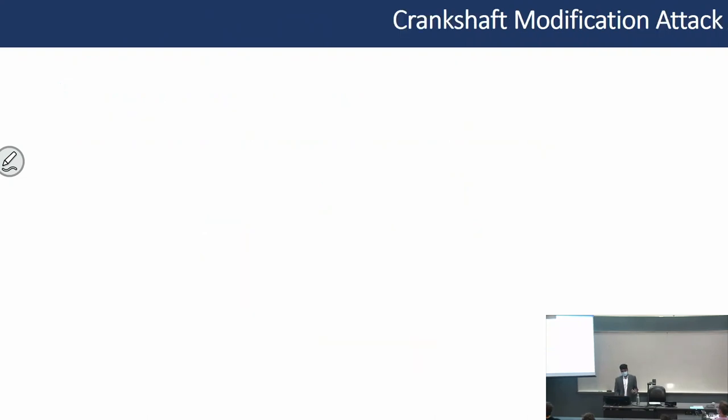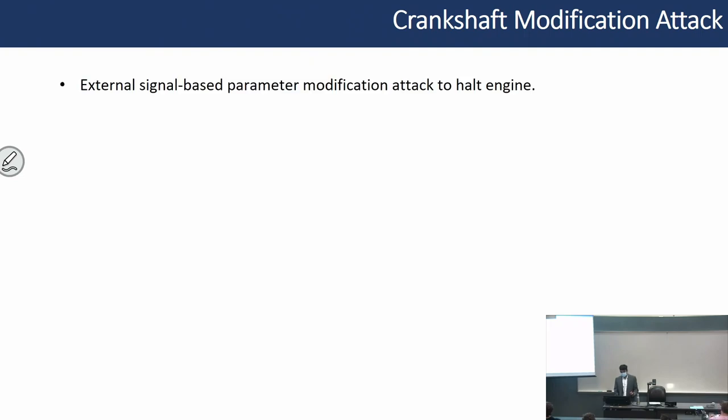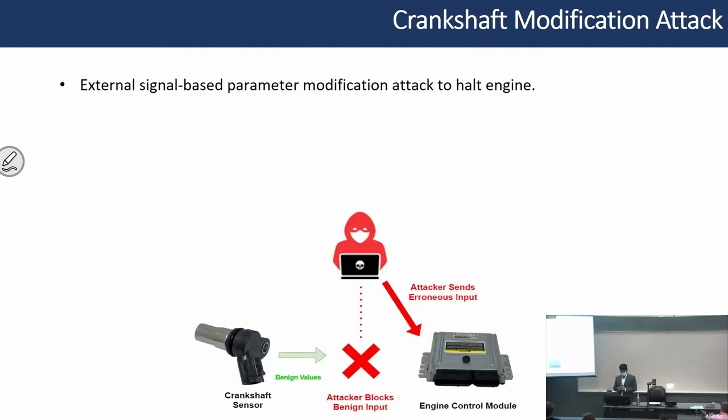So this is called a crankshaft modification attack. This attack was done by a very good undergrad in my lab who developed this paper. This paper appeared in DATE this year in March, and he got a job at Tesla because of this paper. He really showed this paper to the Tesla folks and he got a job. So anyway, he did this experiment on his dad's Mitsubishi car, but I'm not encouraging you to do that.